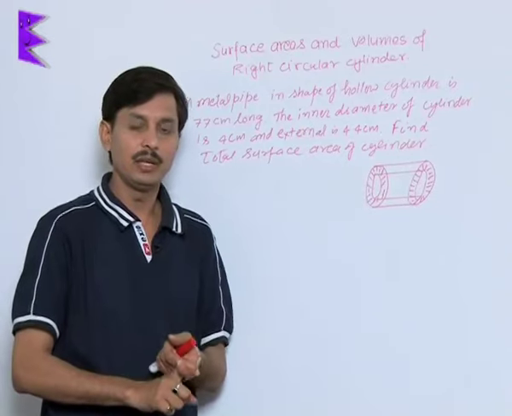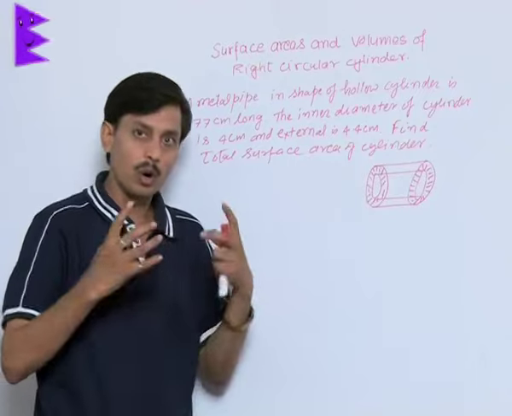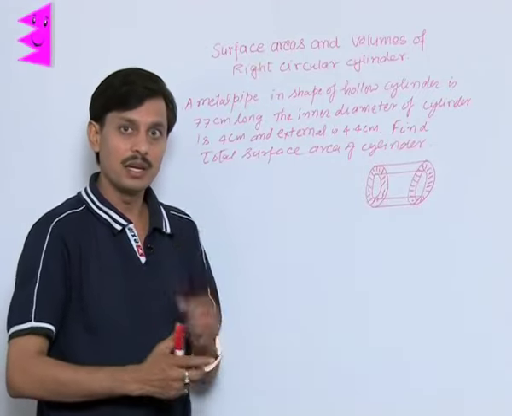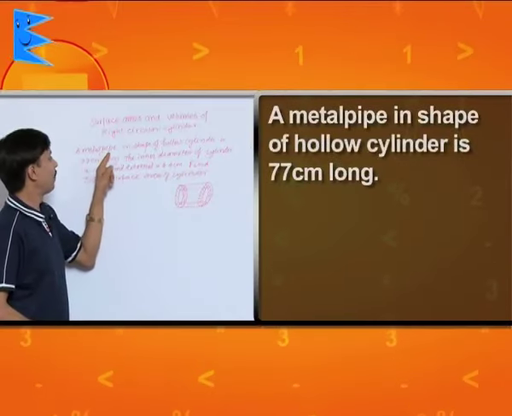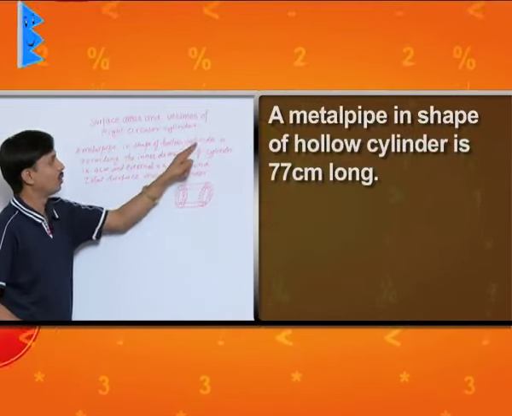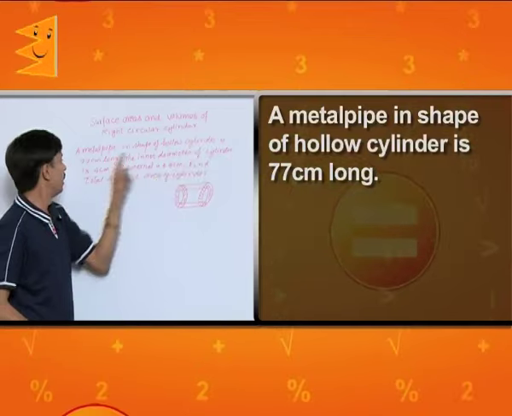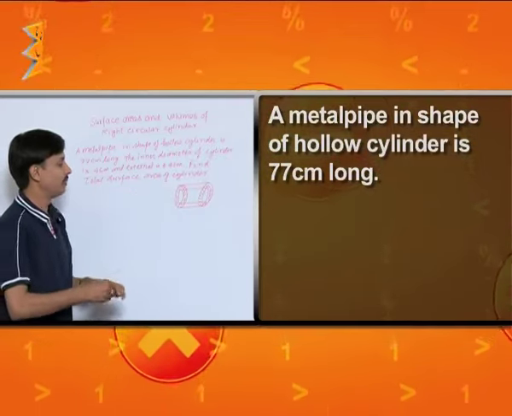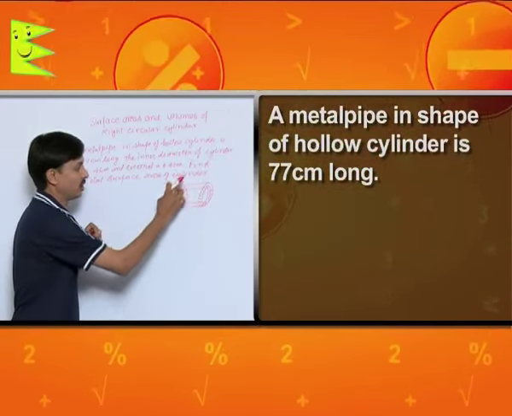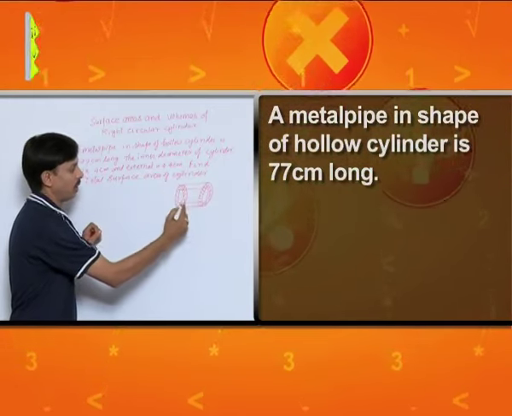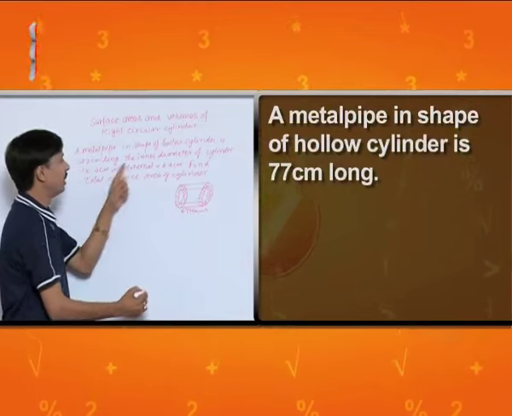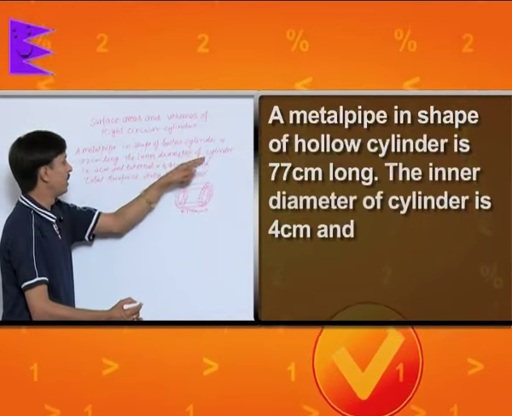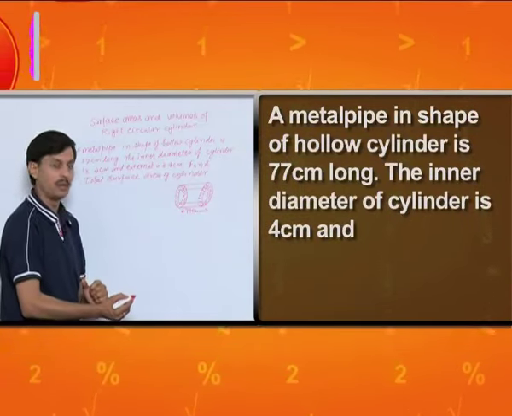Now I am taking a question where a hollow cylinder will be considered to discuss the problem. A metallic pipe in the shape of a hollow cylinder is 77 centimeter long. As you can see, this is a hollow pipe, its length is 77 centimeter. The inner diameter of the cylinder is 4 centimeter.